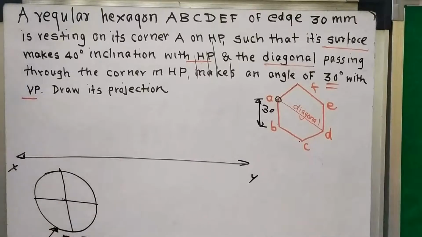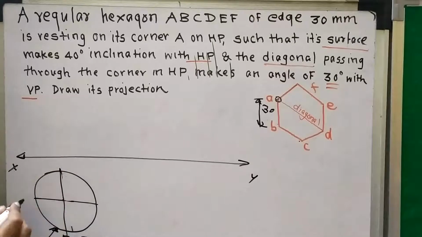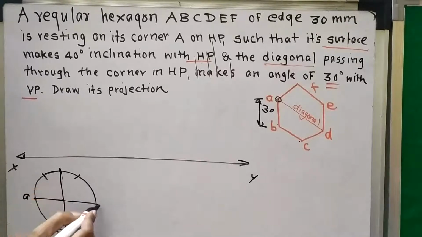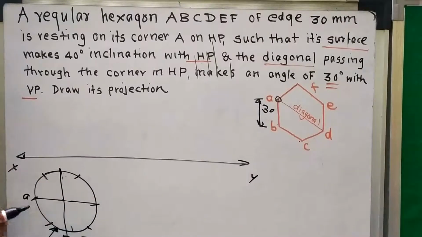So this is the point, and then we select this corner A. So take this corner and with radius 30, start marking from this corner. I will mark 1, 2, 3, 4, 5 and 6. So what I have taken is radius equal to 30: first, second, third, fourth, and this is fifth. And I will join this. So I will join these points, the corners.